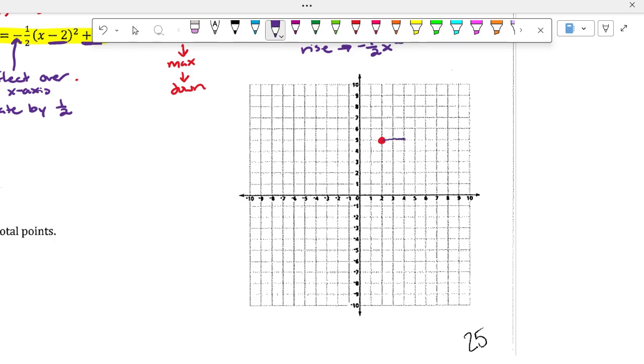So if I go 2 out, what's 2 squared? 4. What's 4 divided by 2? 2. So we're going to go down. So am I going to go up 2 or down 2 because it's negative? Down 2. Now, since my axis of symmetry is right here, that means I can find its partner.